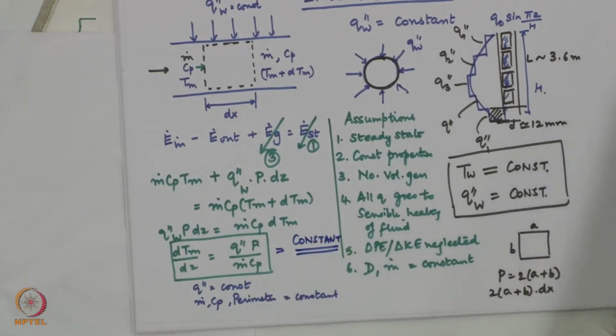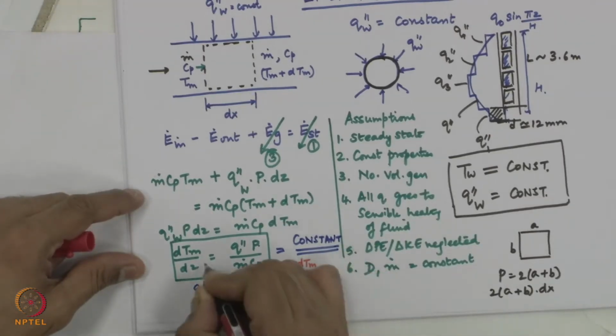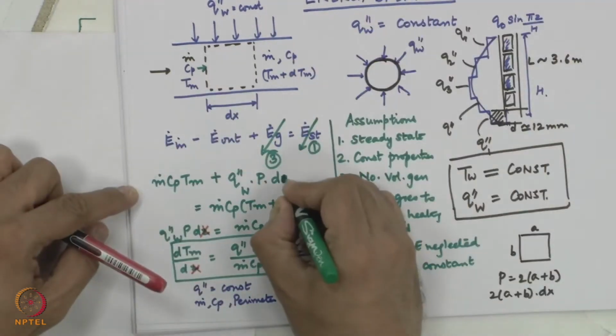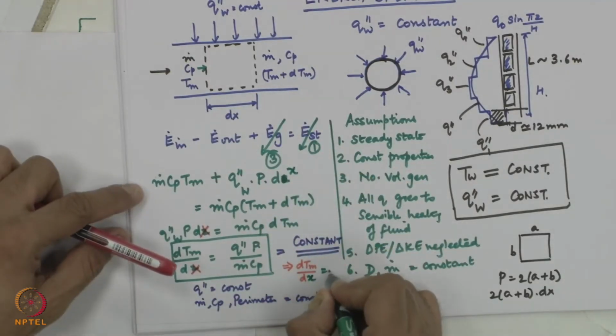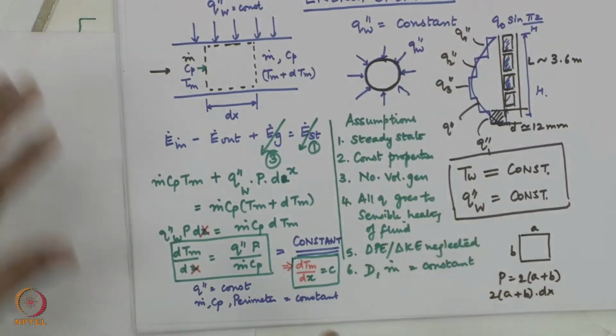What does this mean? dTm by dz, or dx, sorry, I am used to writing x, so it has come out as x, and sometimes as z. dTm by dx is constant. What does that mean? The rate of change of bulk mean temperature along the flow direction is constant, or it is a linear variation. dy by dx is constant represents the equation of a straight line, that the curve is a straight line. Okay, let us keep that aside and look at something else now.